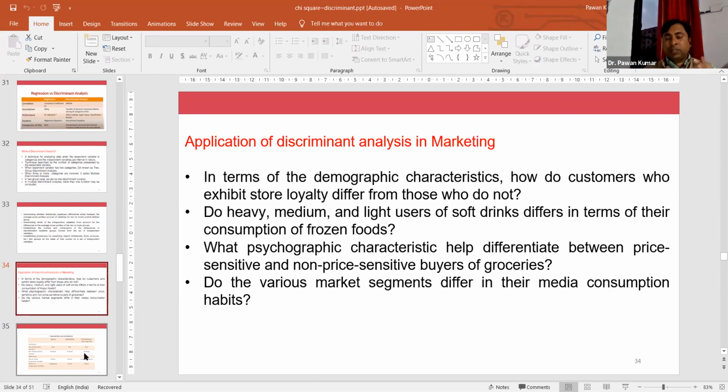Generally, students whose thesis topic is about retail stores or who do studies on retail have a very good option. I think they can go for this discriminant analysis. For example, do heavy, medium and light users of soft drinks differ in terms of the consumption of frozen foods? Here you have the dependent variable that is categorical, and the independent variable is metric data. Metric means ratio or interval type of data.